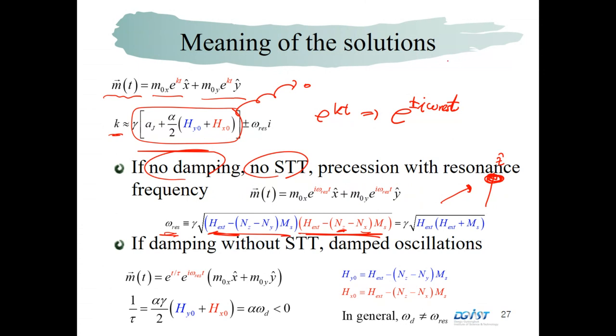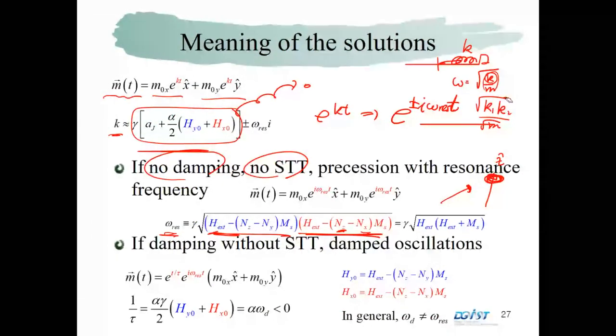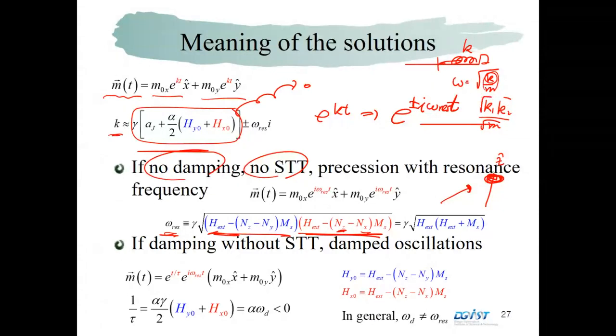So please remember that if you have a harmonic oscillator of the spring constant K, then the resonance is root K over M. This is a linear motion, but if you have a two-dimensional harmonic oscillator, then this omega frequency is related to the restoring force, the geometrical mean of the two directions of the restoring force, something like that.